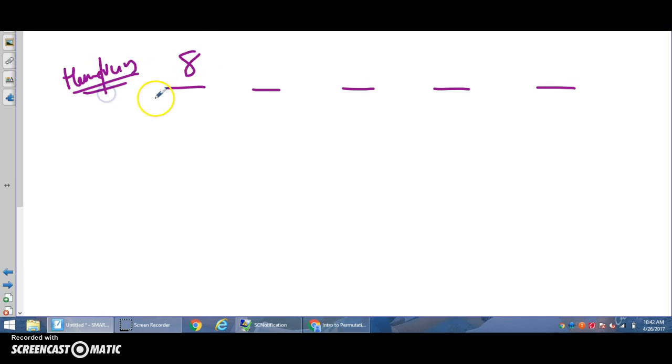So let's say I choose E, it's gone. Then I have 7 options for this letter. Let's say I choose N, it's gone. Then I have 6 options. H is gone, I'll choose that. And then the next one I'll choose O, of 5.